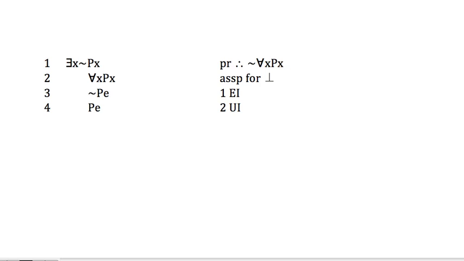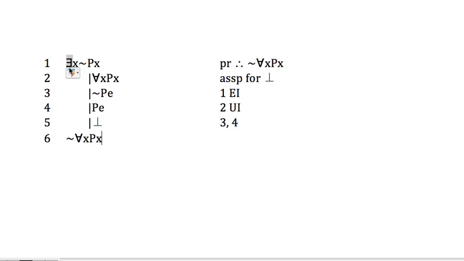Lines 3 and 4 contradict. We have our contradiction, 3 and 4 being the reference lines. We can draw our scope line. And finally, on line 6, we can write the conclusion. So those are pretty straightforward.